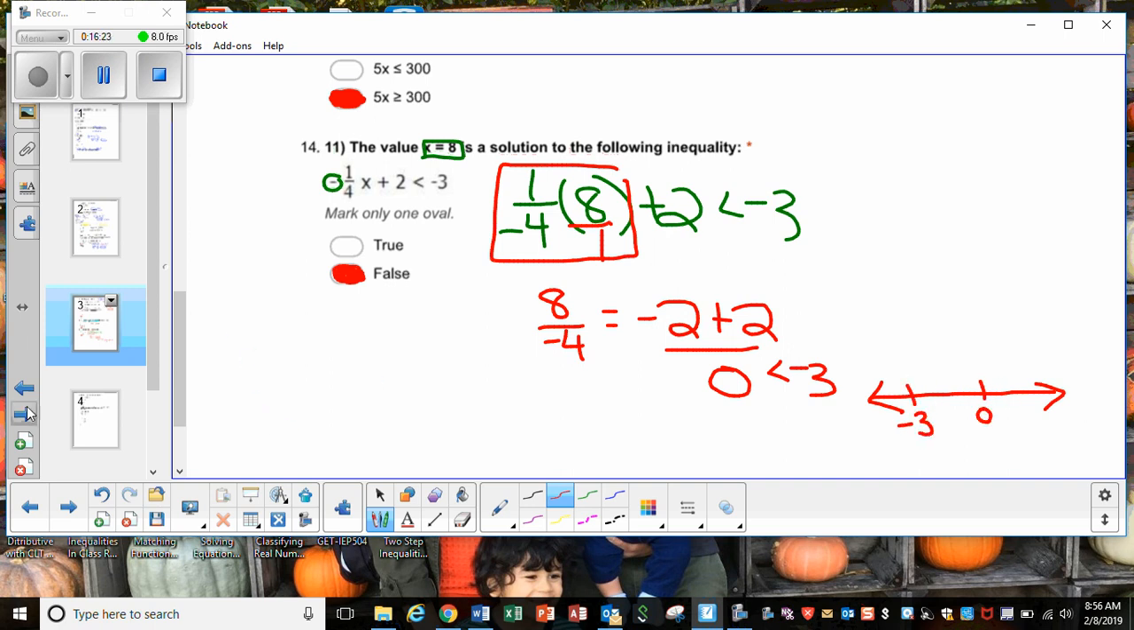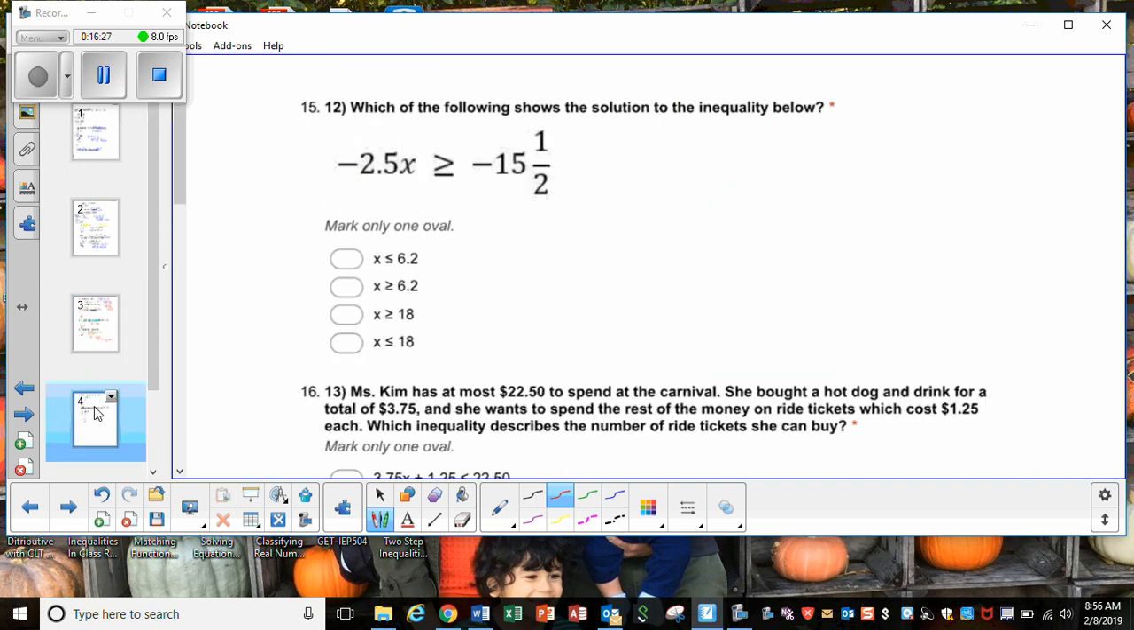Okay? All right, so now we're on number 12. Number 12 says, which of the following shows the solution to the inequality below? A lot of people are intimidated by a question like this because of the fractions. So what we've talked about in class is that we can change the fractions to decimals by using our calculator or our knowledge of equivalencies.